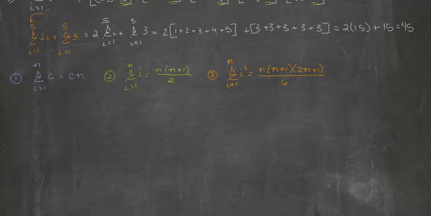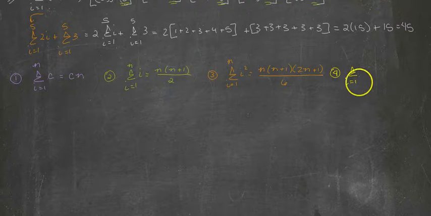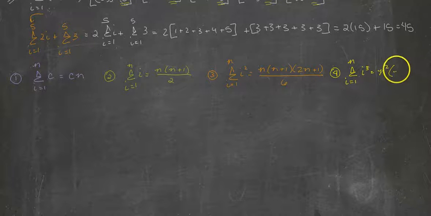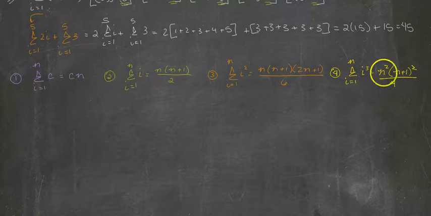And last but not least, number 4. Similar to 3, only this time it's consecutive cubes. So the sum is i values start at 1 and end at n of i cubed. This would be n squared times n plus 1 squared all over 4. Okay, so 4 formulas. 2 you should commit to memory. 2 you should remember exist so you can reference them whenever you need them.